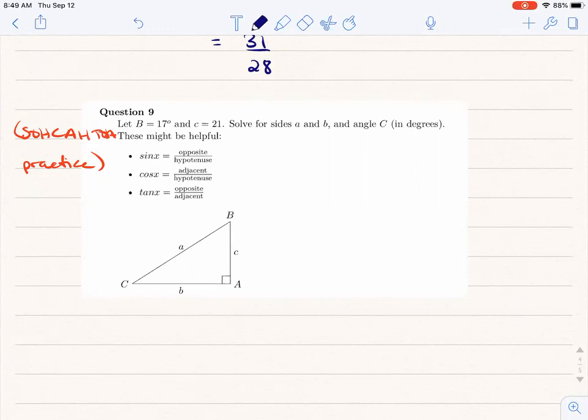And so filling it in, I told you the angle B is 17 degrees and side C is 21, unitless. So here we've got 17 and 21.